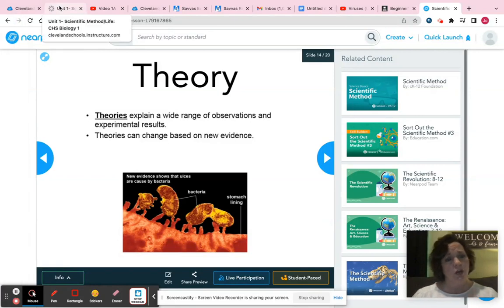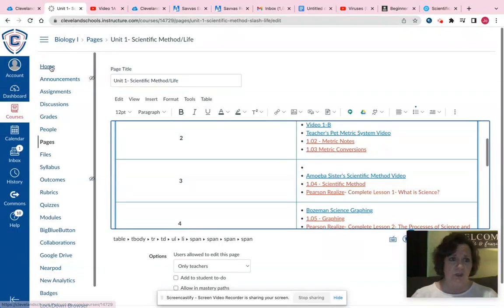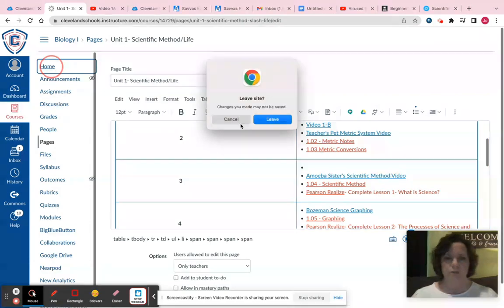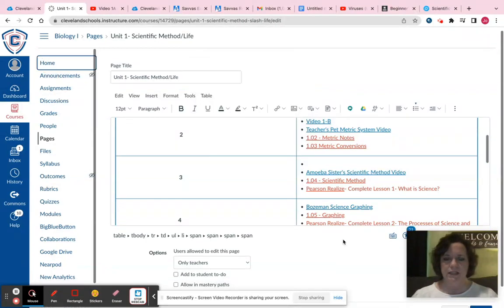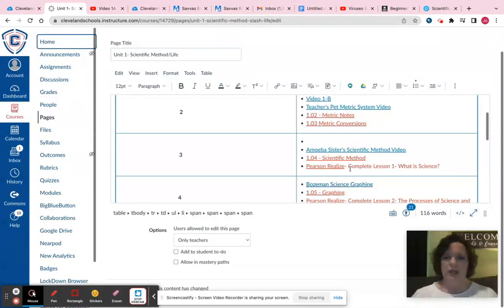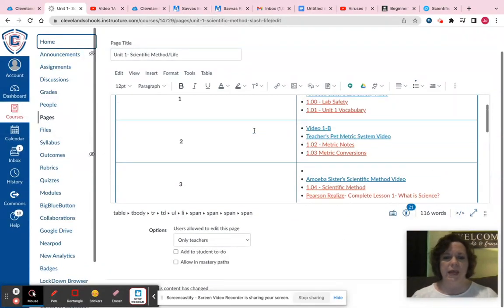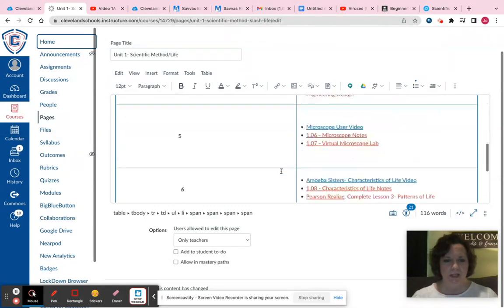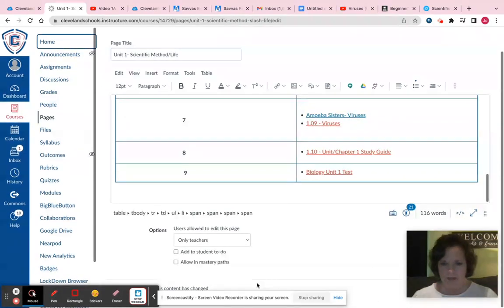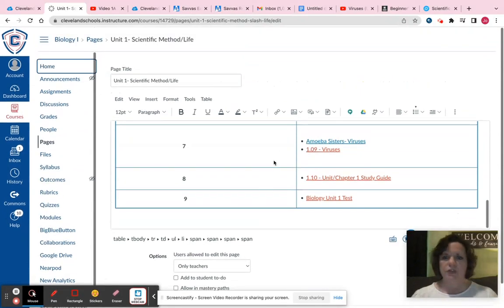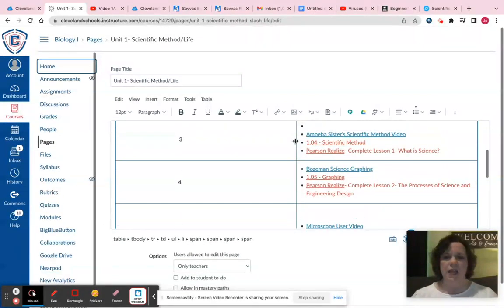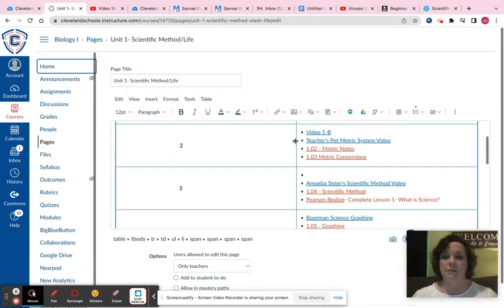Really quickly, we're going to go from this screen and I'm going to take you to your home page. Oh, sorry. I need to save something before I go. Okay, if you'll go to your home page, it looks like this. And if you will click on your assignment for today, it's called 1.04 Scientific Method, you can go ahead and bring that up and we'll get to that in just a second.